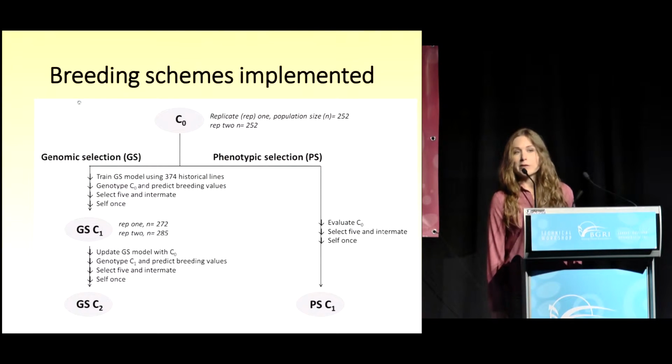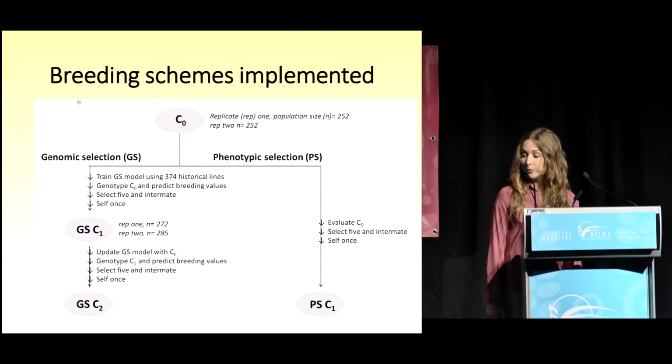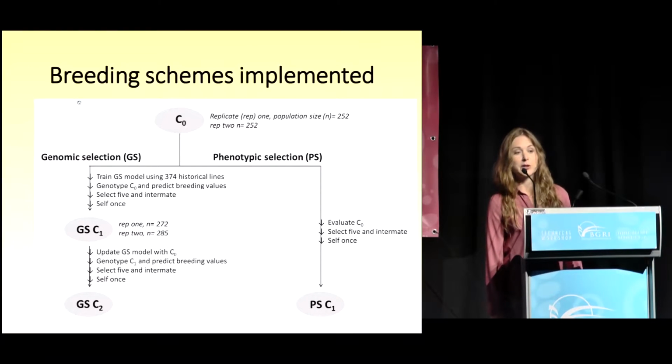So this is just an outline of the breeding schemes that we implemented. We started out with a base population, which is called cycle 0. Everything was replicated twice, so we did the selection experiment 2 times. With genomic selection, we were able to do 2 cycles of selection because we could do it in half of the time, whereas with phenotypic selection, we did 1 cycle.